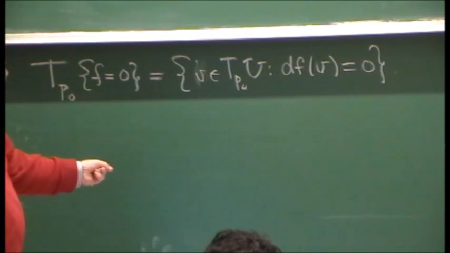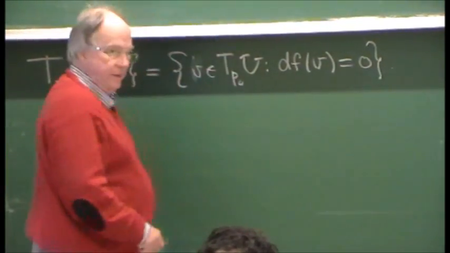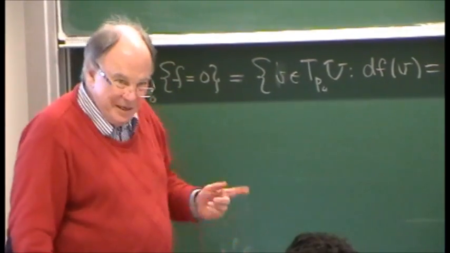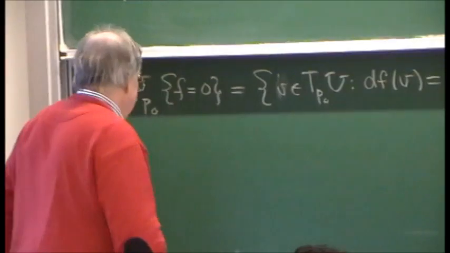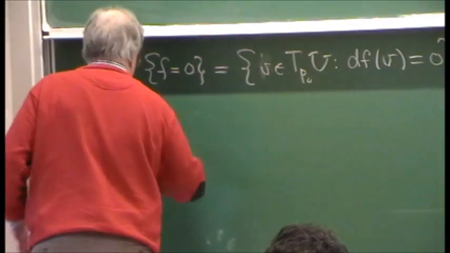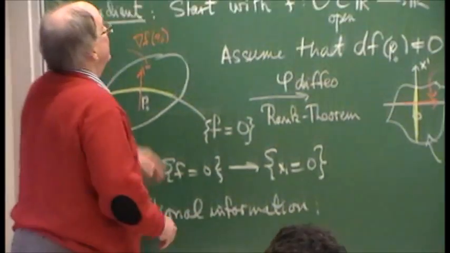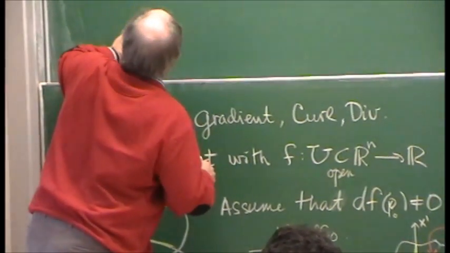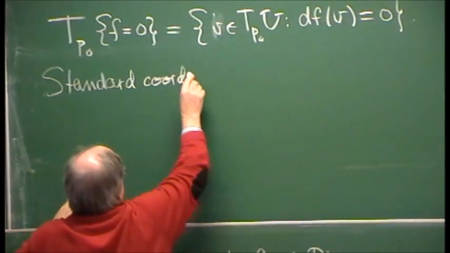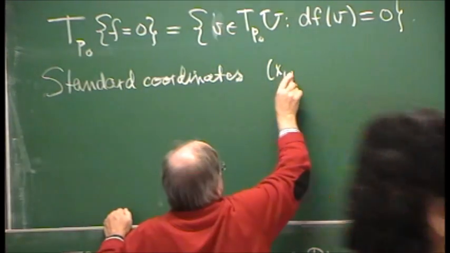You see, there is no gradient. I'm looking at this blackboard, I don't see a gradient. I see df. The gradient is not defined. df is defined. Now, take the standard coordinates. So take standard coordinates for Rn, say x1 through xn.